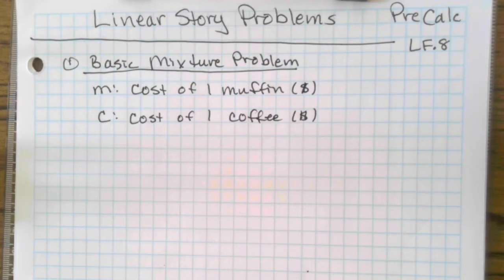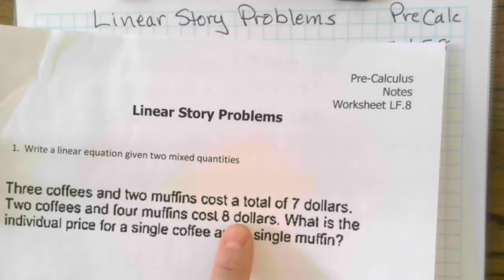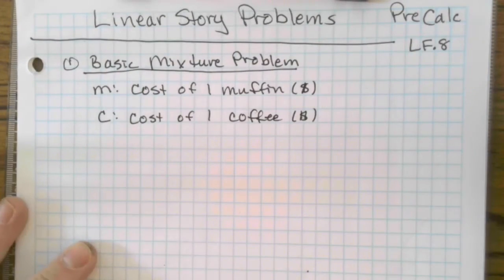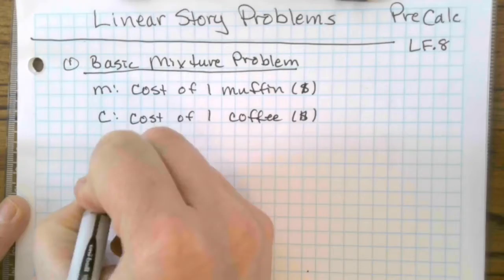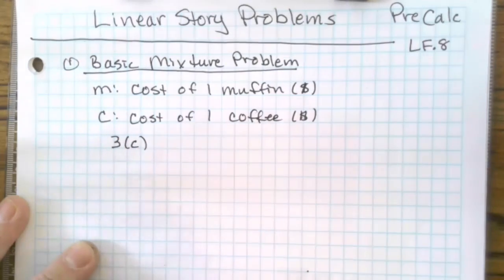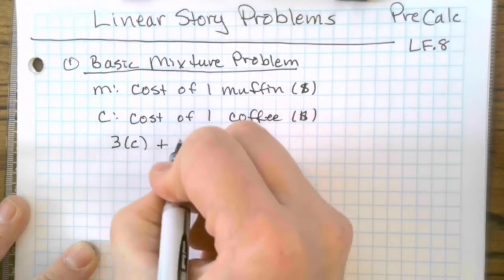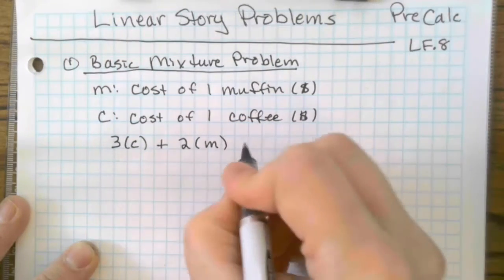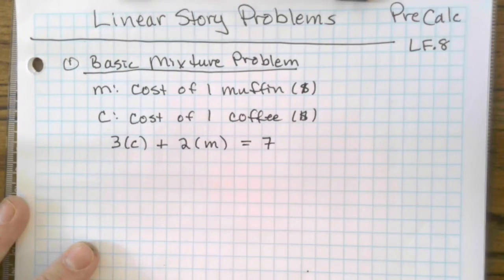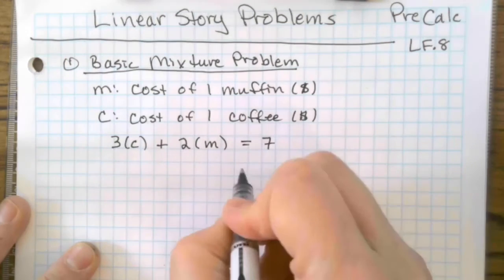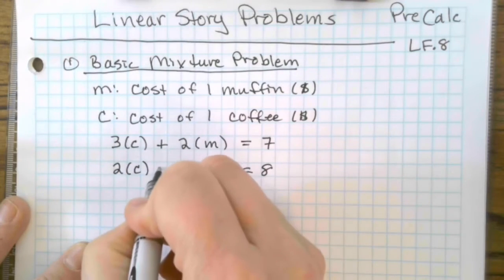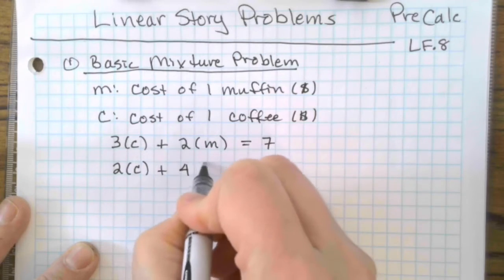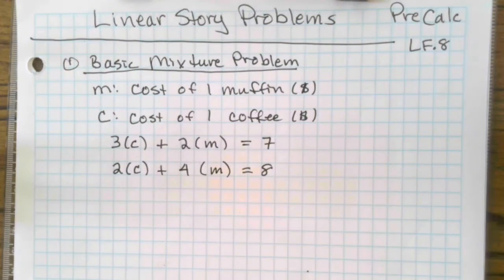Totals are something you always want to look for. They've given us a total of $7 with one situation and a total of $8 with the other. So if I were to figure out where that $7 came from, there were 3 coffees, so 3 times C, which is the cost of 1 coffee. There were 2 muffins, so 2 times M, which is the cost of 1 muffin, that added up to $7. In the second situation, the total was $8, but this time there were 2 coffees, so 2 times the cost of a coffee, and 4 muffins, so plus 4 times the cost of a muffin.